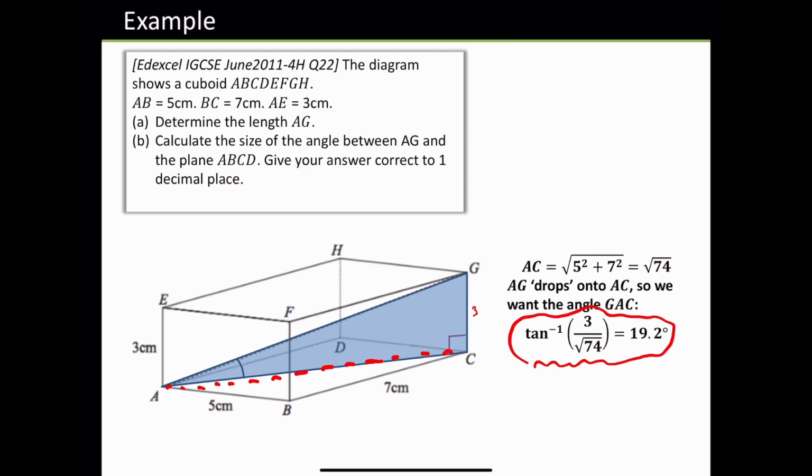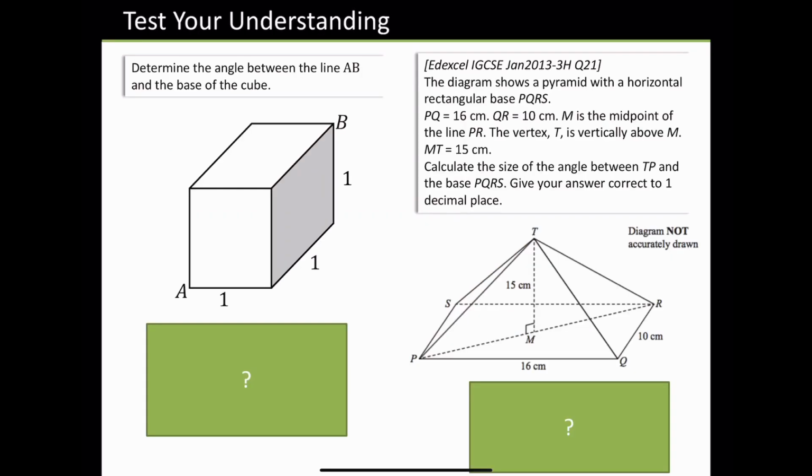Okay, because we're looking for this angle here, and tan theta is opposite over adjacent. So tan minus 1 must be opposite over adjacent. And that is the opposite, and that is the adjacent. And that's still the hypotenuse.